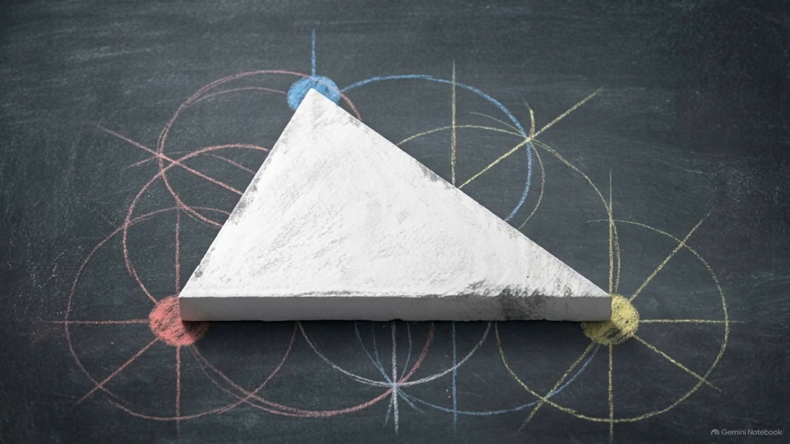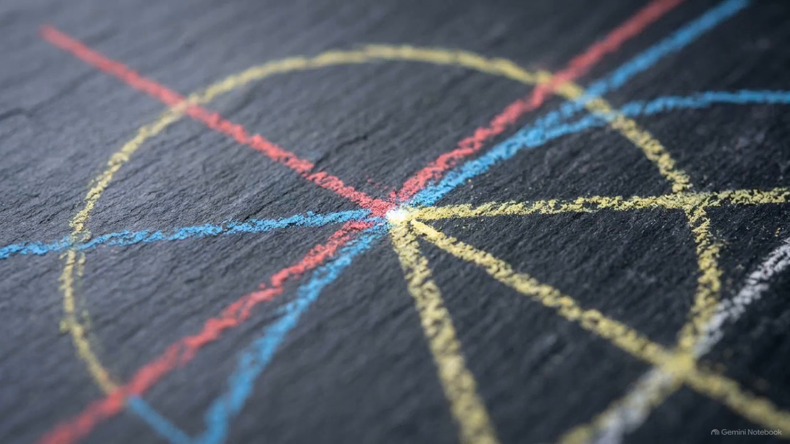These 8 equations are not separate math problems. They are interconnected ways of describing the same geometric truth, that every part of a triangle is determined by the parts surrounding it.